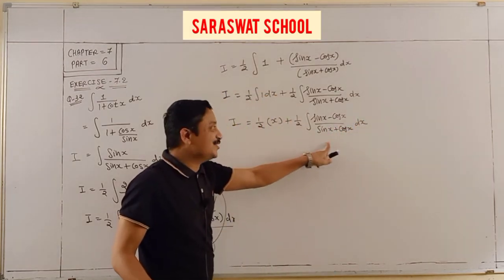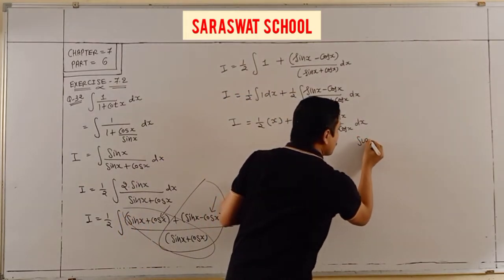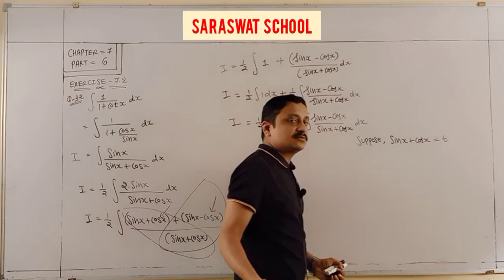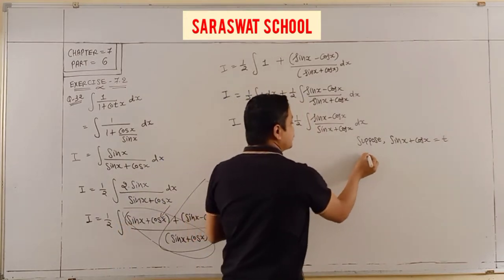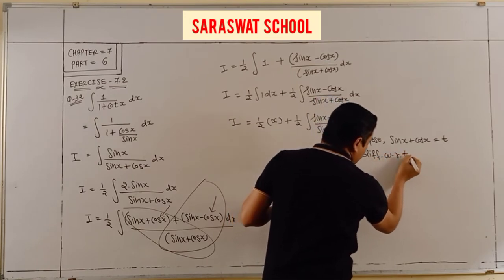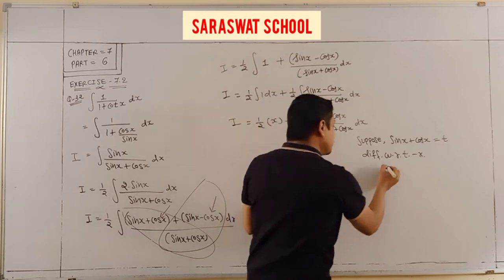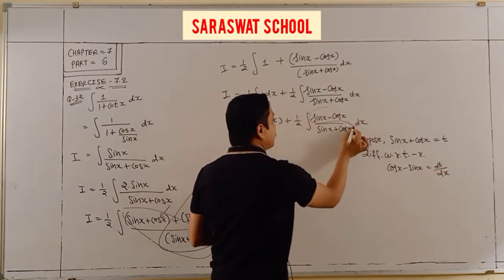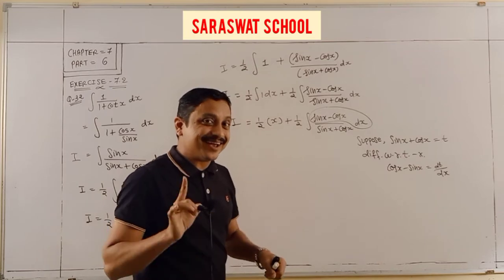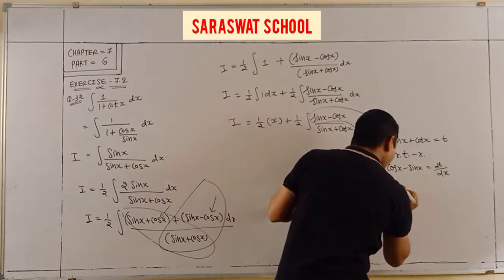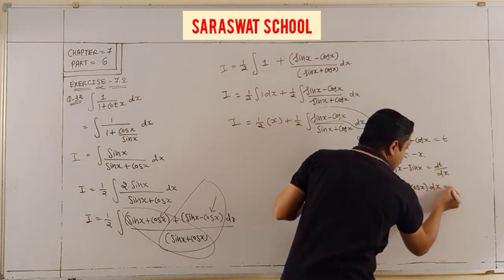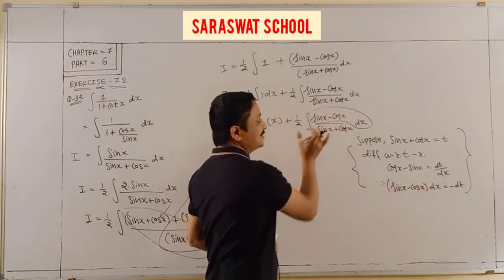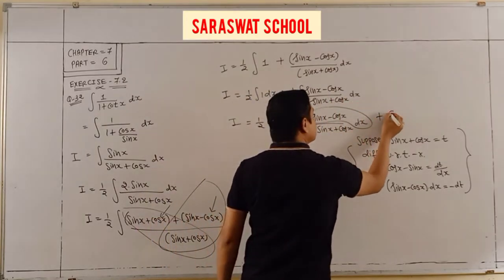Here for substitution, take the denominator, then you can create the numerator. So suppose sin plus cos is t. Always try to substitute depending on your denominator and differentiate with respect to x. Sin derivative is cos x, cos derivative is minus sin x, and I want to check the numerator, sin minus cos. It's coming, yes, minus outside. So sin minus cos x dx is minus dt, taking minus common. So here integration 1 is done, so I write here c1.